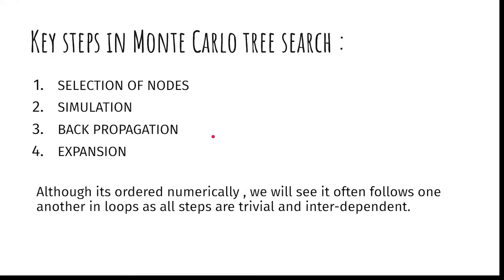So far, we've looked at what game trees are and what Monte Carlo tree search is and how it differs from alpha beta pruning. So now let's look at the key steps in Monte Carlo tree search, which are selection, simulation, backpropagation, and expansion. These steps depend on one another and happen as and when necessary. We'll expand upon this in the following slides.